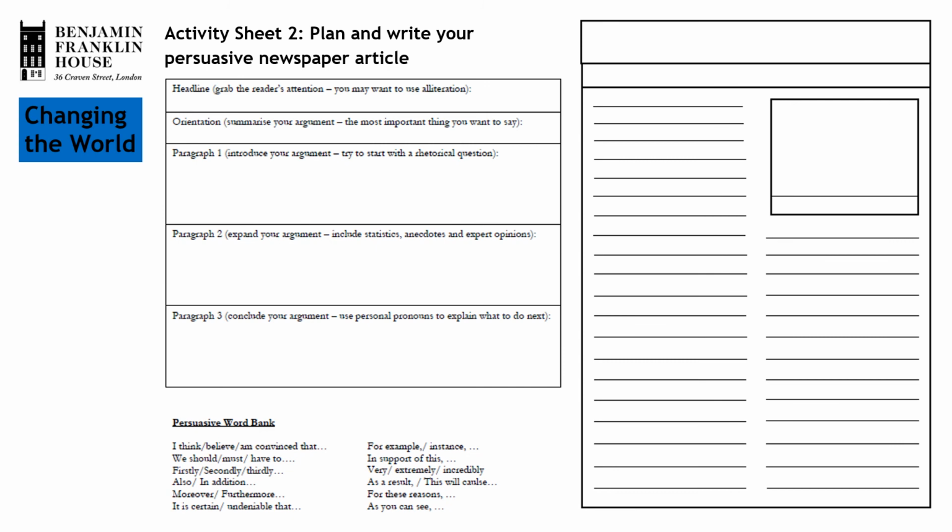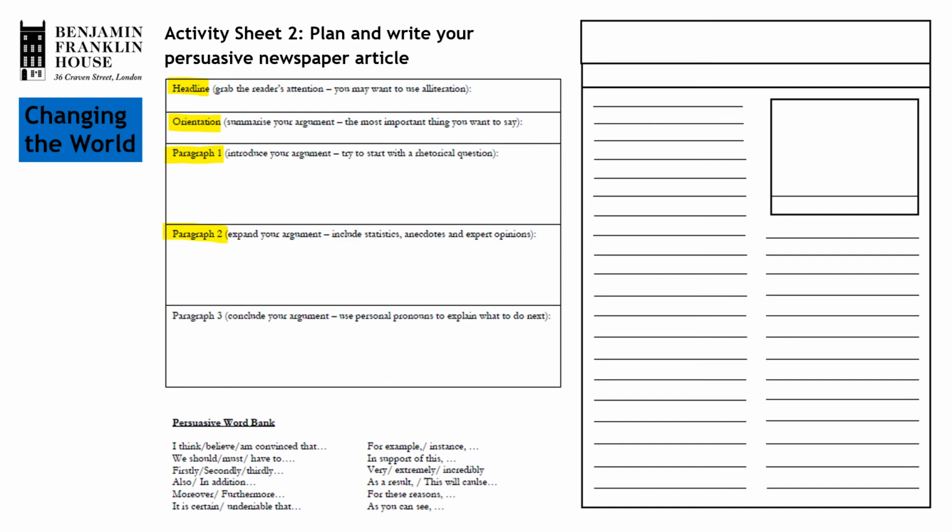In your plan, you should start with your headline. Remember, this needs to grab the reader's attention, so you may want to use some alliteration. Next, plan your orientation, which is a summary of your argument, and so you're stating the most important thing you want to say. Moving on to paragraph 1, where you'll need to introduce your argument. You might want to start this with a rhetorical question.